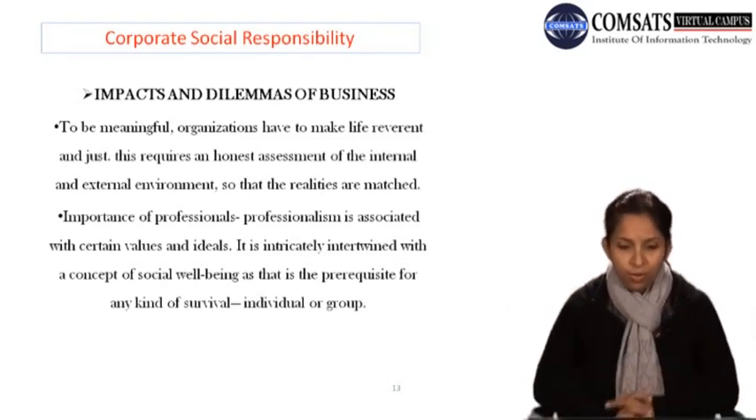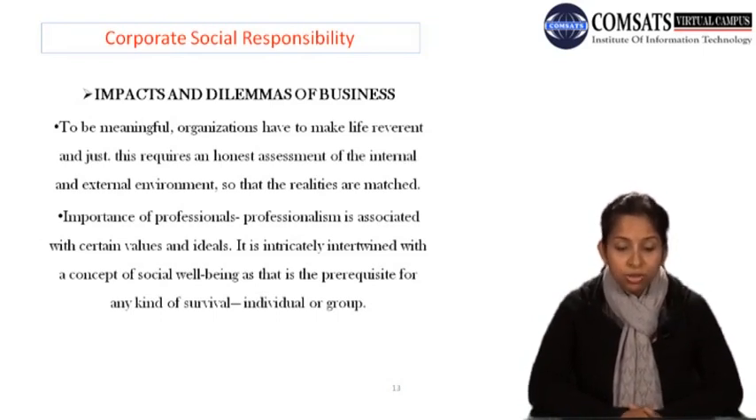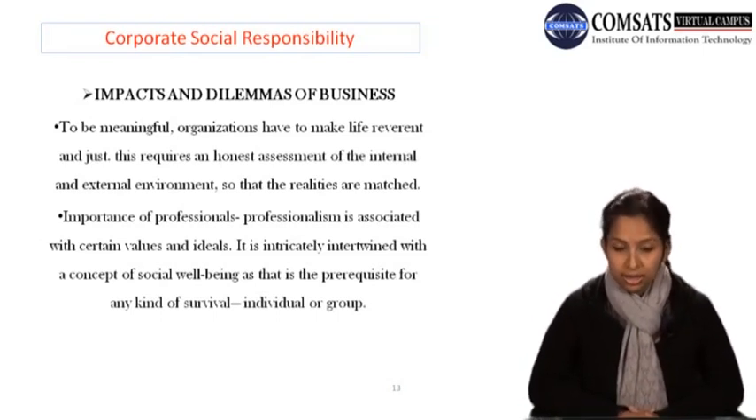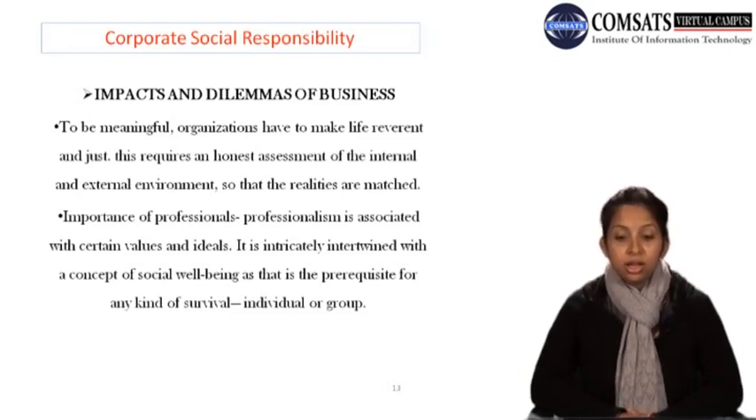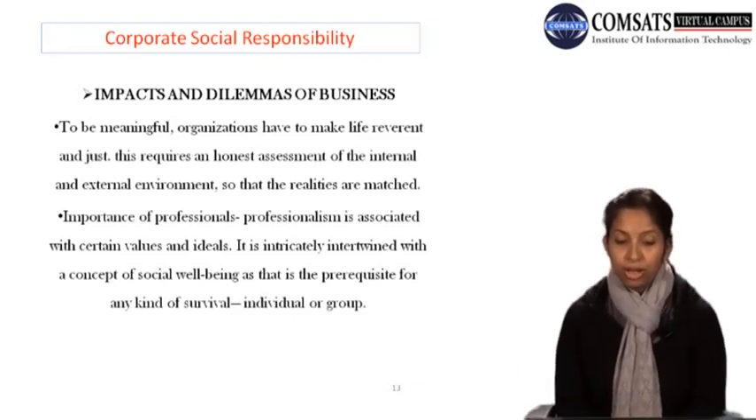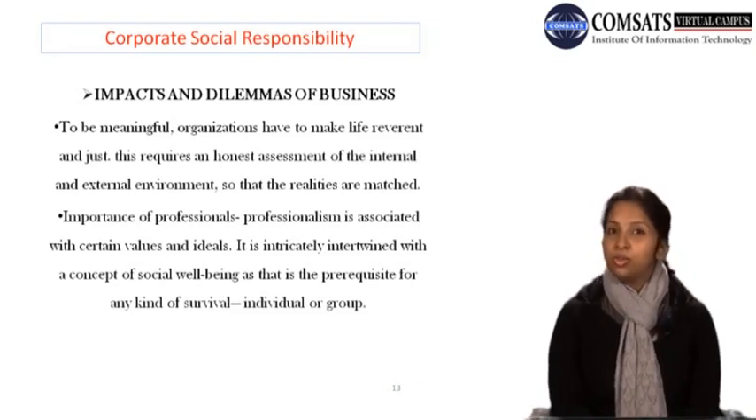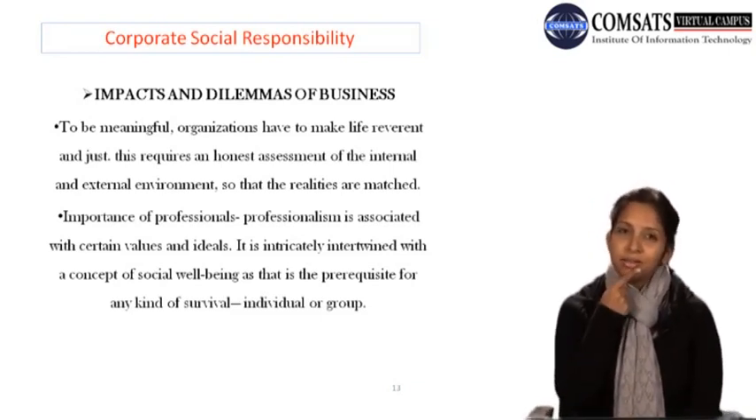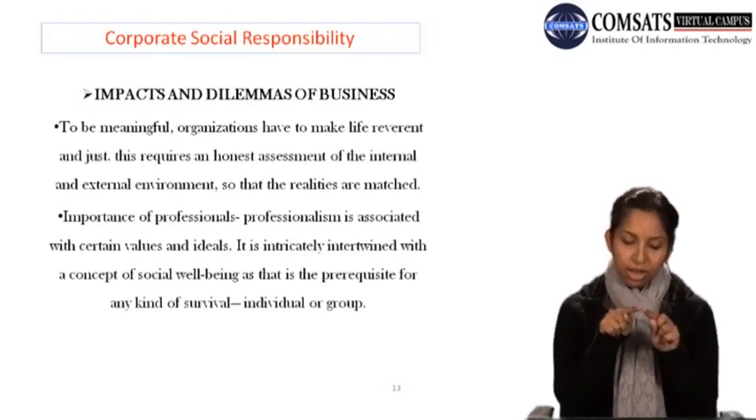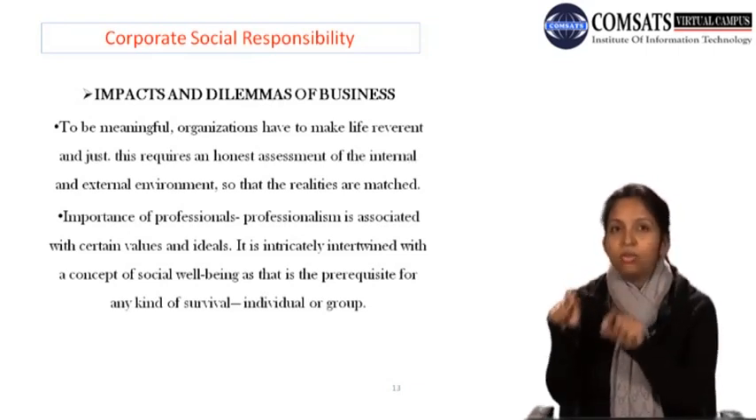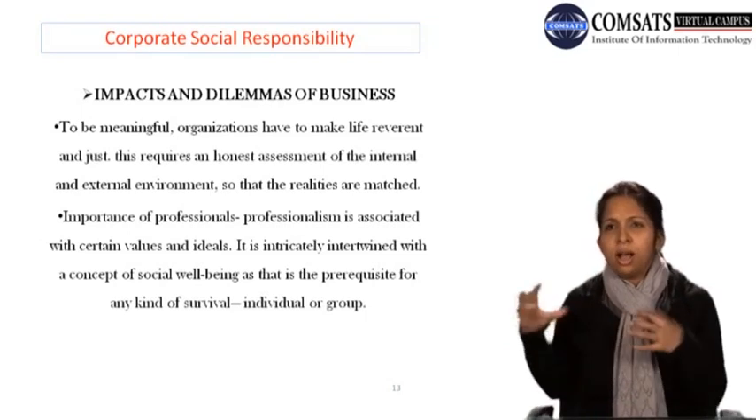So that everyone benefits. Importance of professionals: professionalism is associated with certain values and ideals. It is intricately intertwined with the concept of social well-being, as that is the prerequisite for any kind of survival, individual or group. So that basically means that the individual's values are directly related to the values of the corporation.